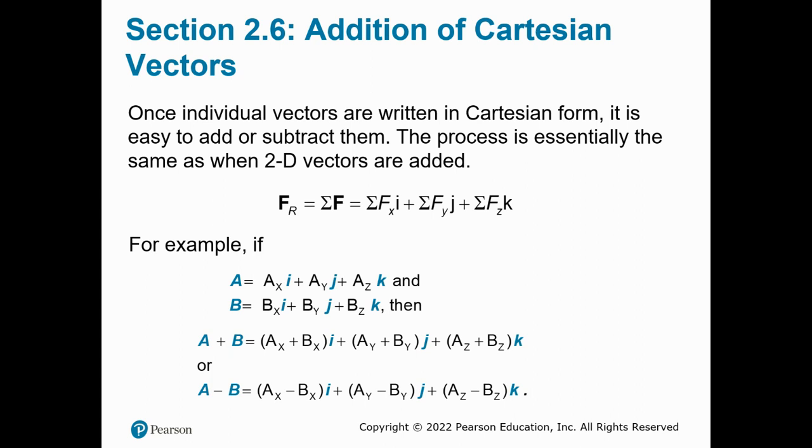Once individual vectors are written in the Cartesian form, the i, the j, the k component, it is easy. We can easily add or subtract them. Remember, vectors, what we talked about last video, are not numerical addition because they are vectors. So we're breaking them down into the x component, y component, and the z component, and then later you can add them. All the i go together, all the j go together, and all the k go together. They are vector additions.